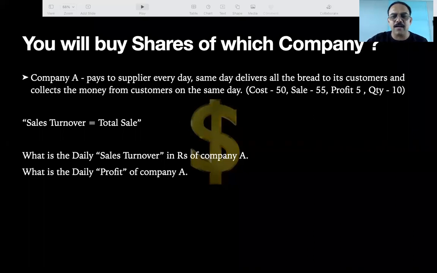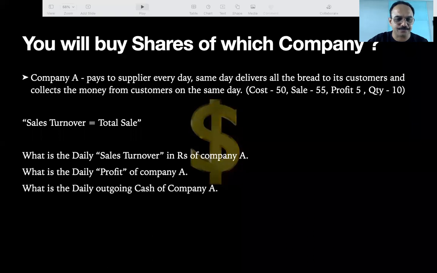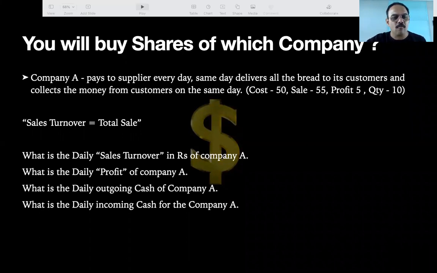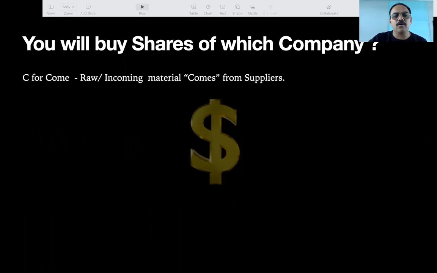So 10 breads, earning 5 rupees each. What is the daily outgoing cash? How much cash is going outside the company? How much are they paying to the supplier? 500 rupees. Excellent. What is the daily incoming cash for company A? 550. Excellent.